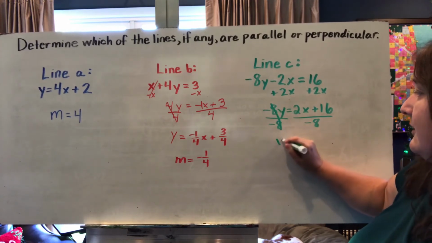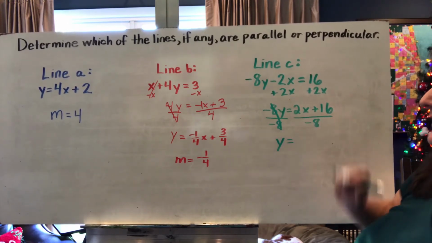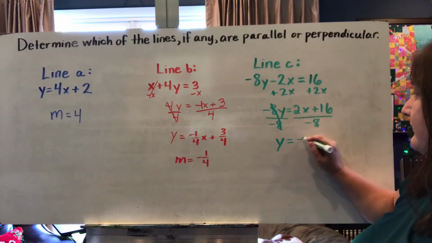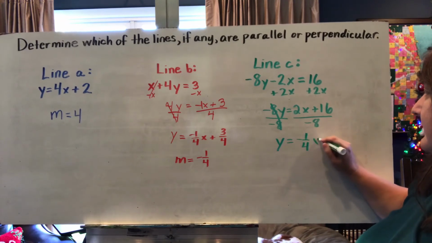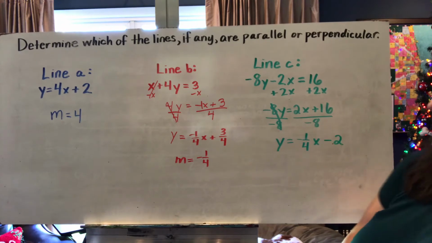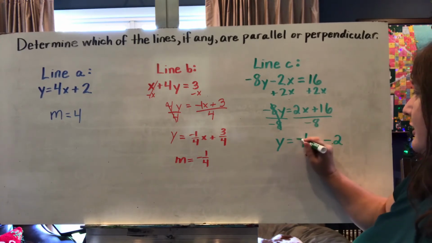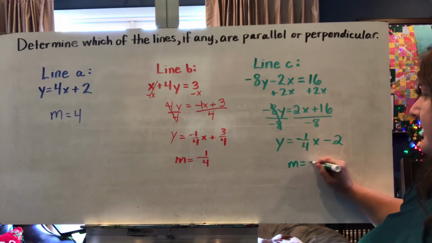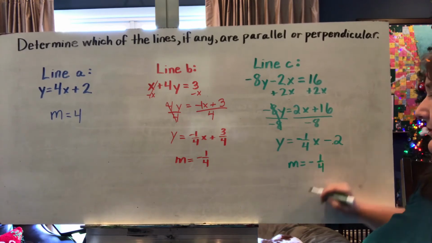So this will cancel out. On this side, 2 divided by negative 8 is going to reduce to negative 1/4 x. And 16 divided by negative 8 is going to be negative 2, or minus 2. So my slope for this line is negative 1/4.